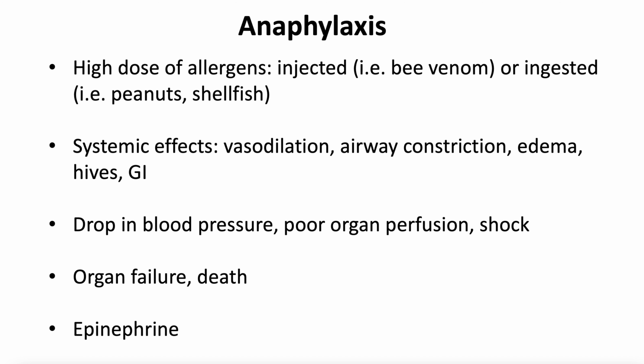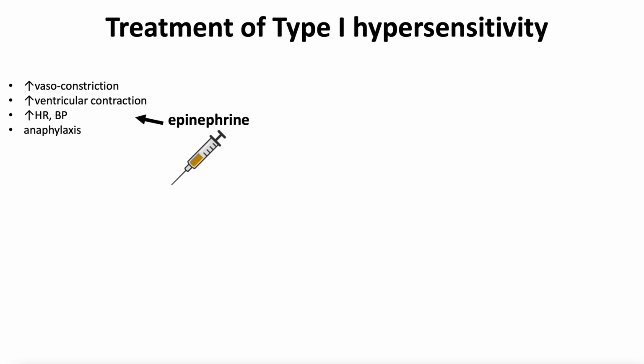And so if you can get to these patients in time, epinephrine is a very effective treatment for reversing the effects of anaphylaxis. What are the treatments then of type 1 hypersensitivity? Let's go to the one I just mentioned, epinephrine. Epinephrine acts to increase vasoconstriction. It increases ventricular contraction and heart rate, and all of this leads to an increase in blood pressure and is the go-to treatment for anaphylaxis. And so an EpiPen, for example, can be carried by an individual that is susceptible to severe allergic reactions as a way to treat an anaphylactic response.